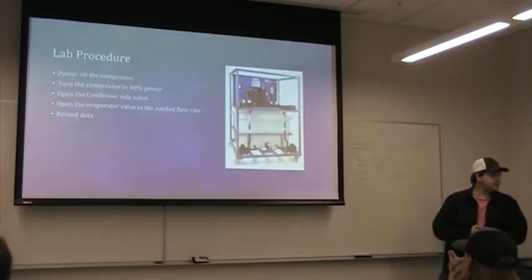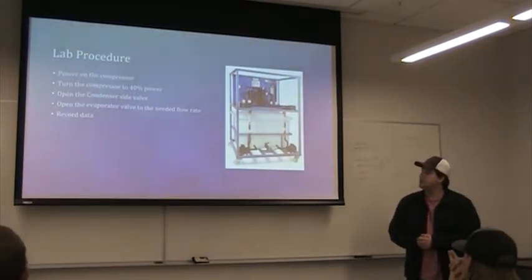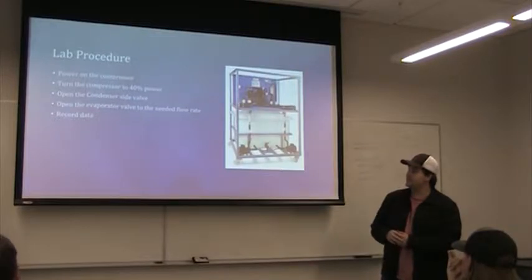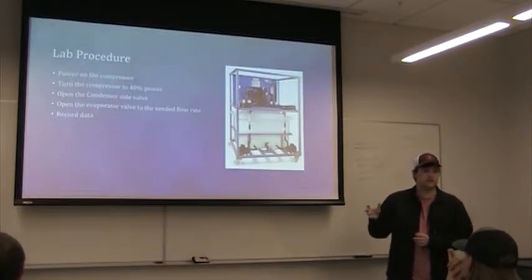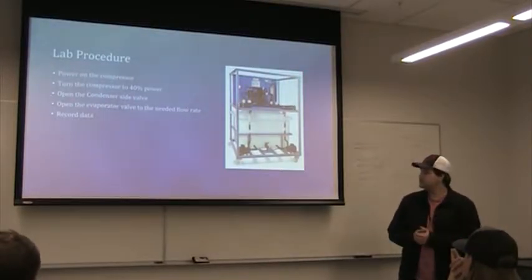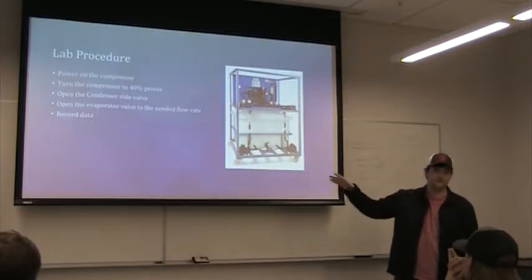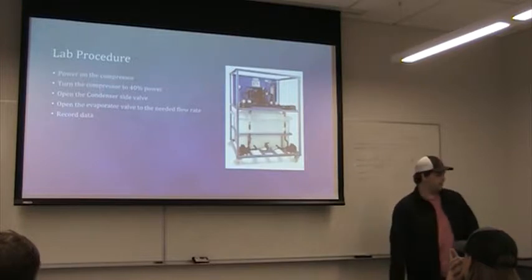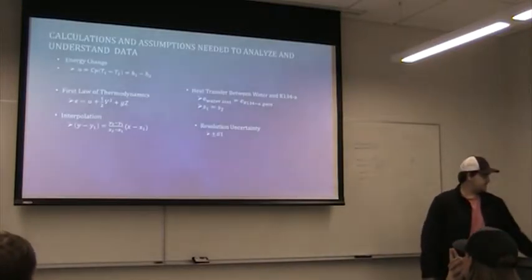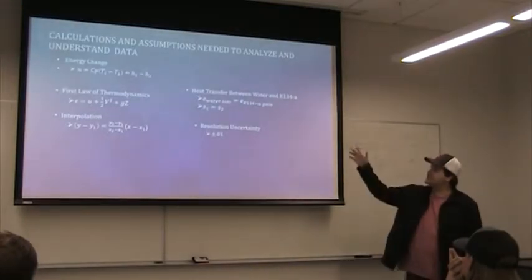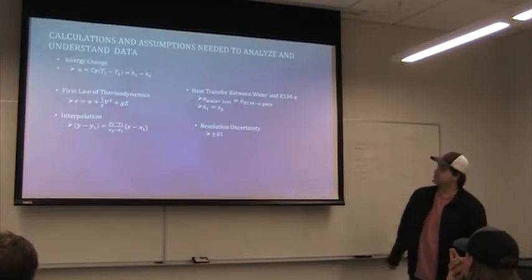So for the procedure, basically we just turn on the compressor, we turn it to 40%, and then we controlled how much water was going into the condenser or how much water was going into the evaporator to control our coefficient of performance. So these are some calculations that I did, and also some assumptions that we made.